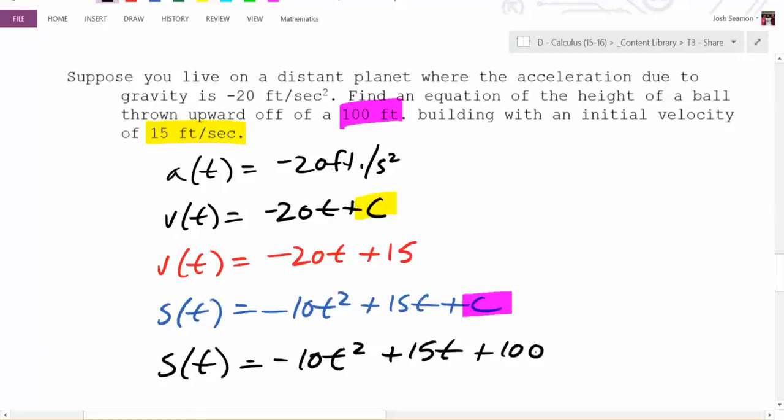Now, do they have to give you an initial condition? No. They could have said that the velocity at time 2 is a certain number. It just means plugging it in is a little different. That's it. 0 is nice because everything cancels.